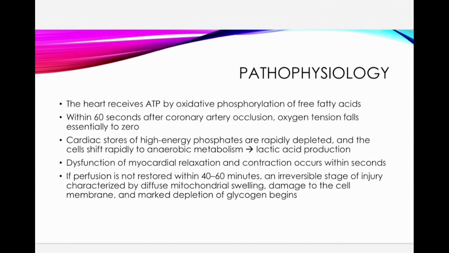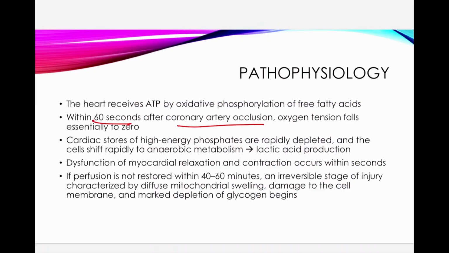Heart gets its ATP by oxidative phosphorylation. Within 60 seconds after coronary artery occlusion, the O2 tension essentially falls to zero. There's no more oxygen in that blood going to the tissue, nothing to feed the muscle cells. Those cells are going to start dying off.